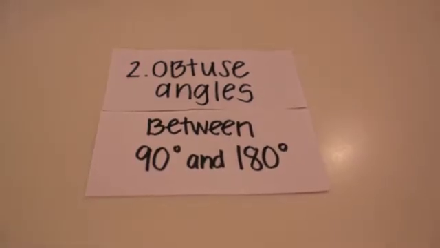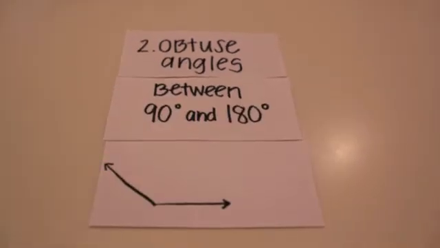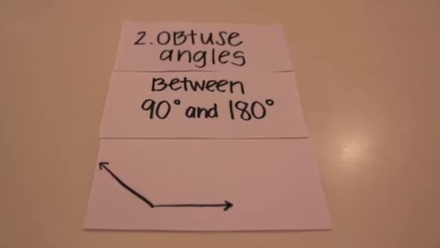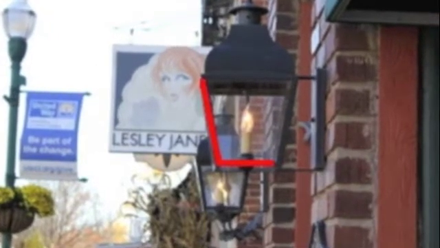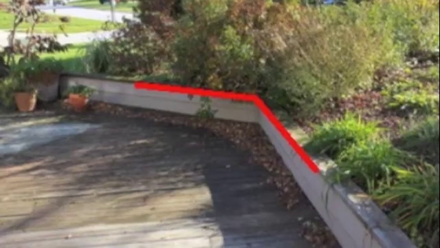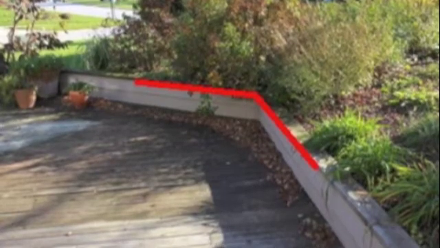The next angle is an obtuse angle. Obtuse angles are between 90 degrees and 180 degrees. Here's what one looks like drawn. As you can see, all of these angles are between 90 and 180 degrees.